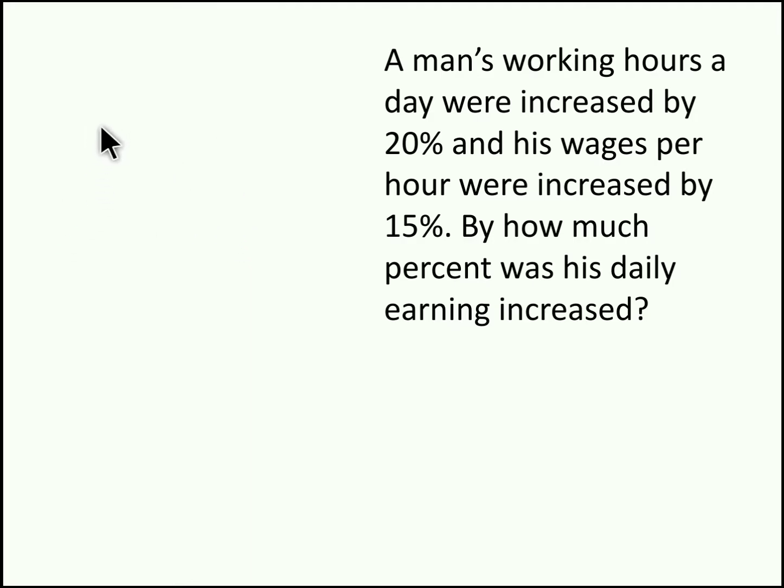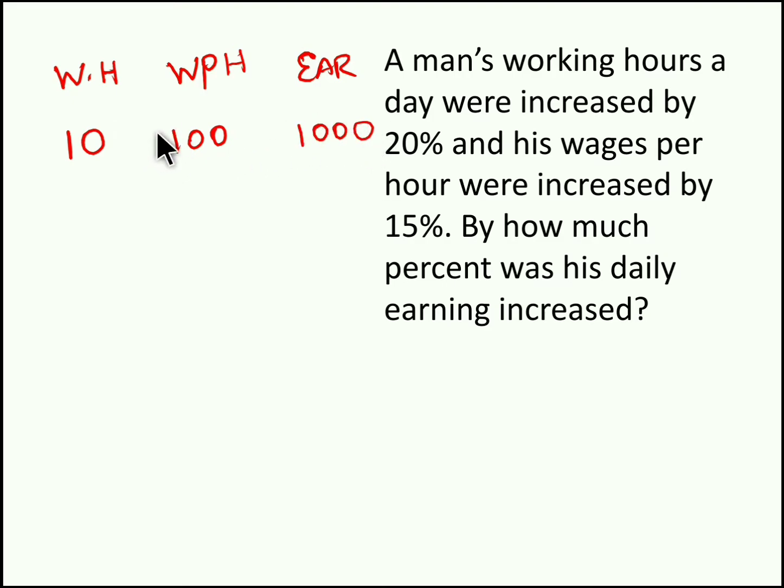So here we have three components. First one is working hours, second is wage per hour, and third is earning. Okay, we shall take an example. A man is working for 10 hours a day, and each hour he gets 100 rupees. So his total earning per day is 10 into 100, which is 1,000 rupees. So we can simply say working hours into wages per hour equals the total earnings, right?